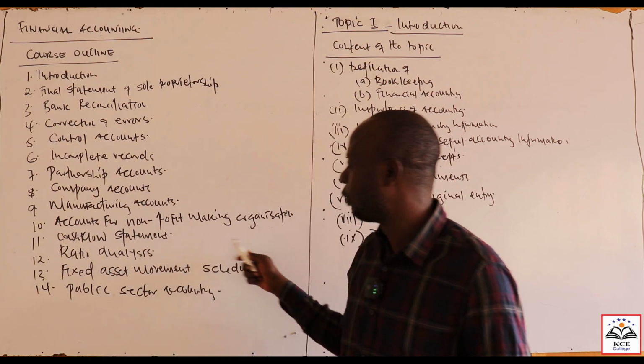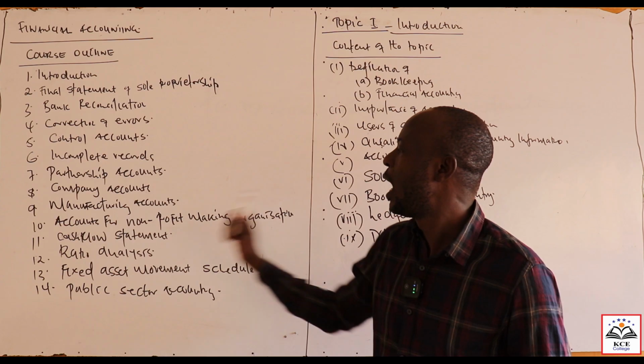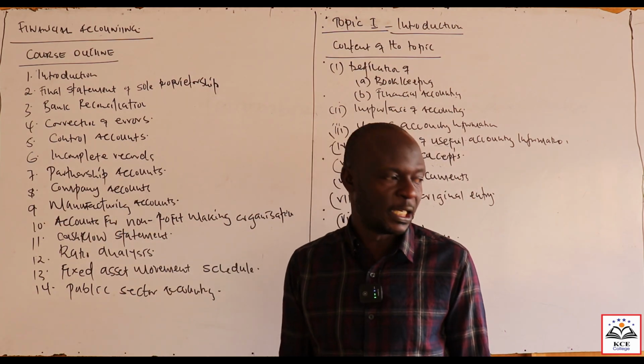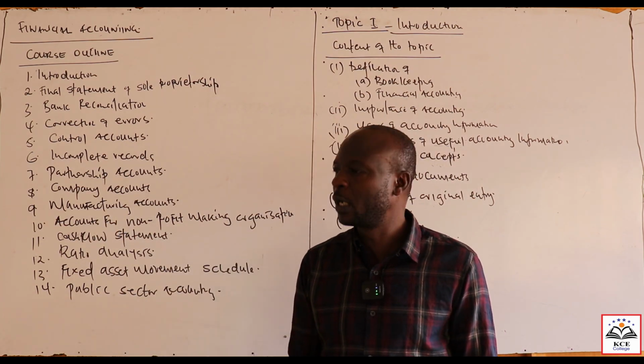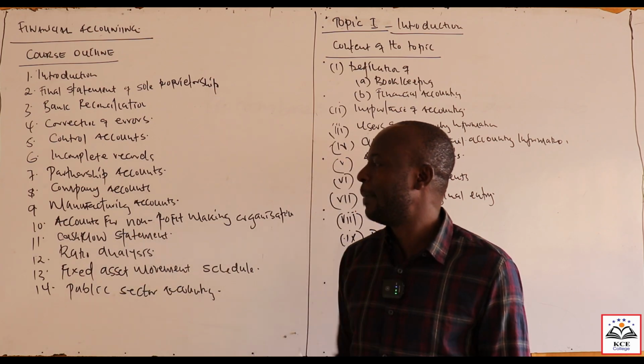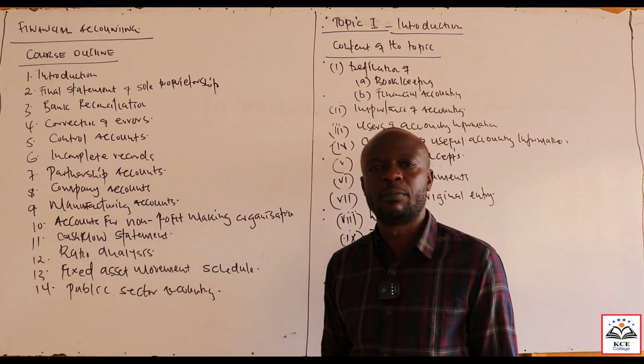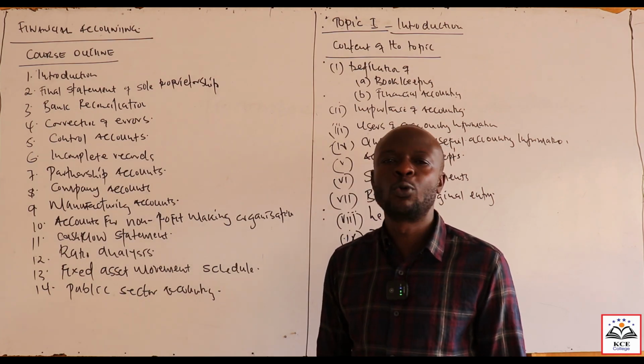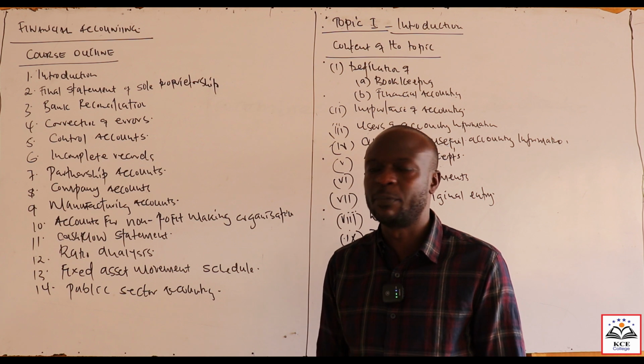Then we have accounts for non-profit making organizations. You also need to know how to prepare accounts for those organizations that do not exist to make profits. We call them non-profit making organizations. Then number 11 is what we call the cash flow statement. You need to know how to prepare a cash flow statement.